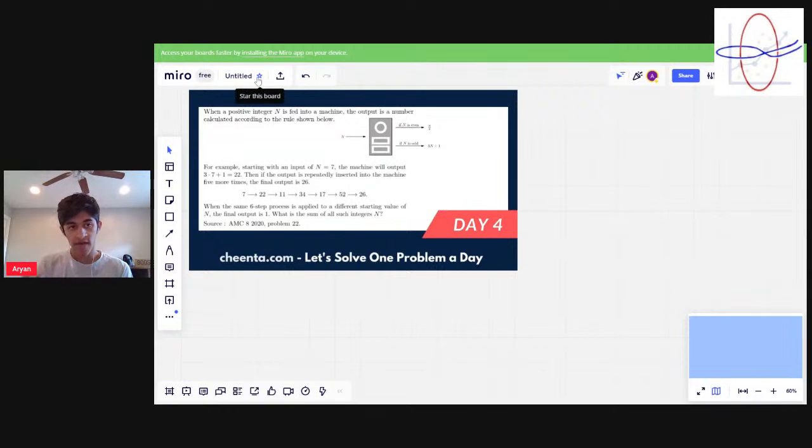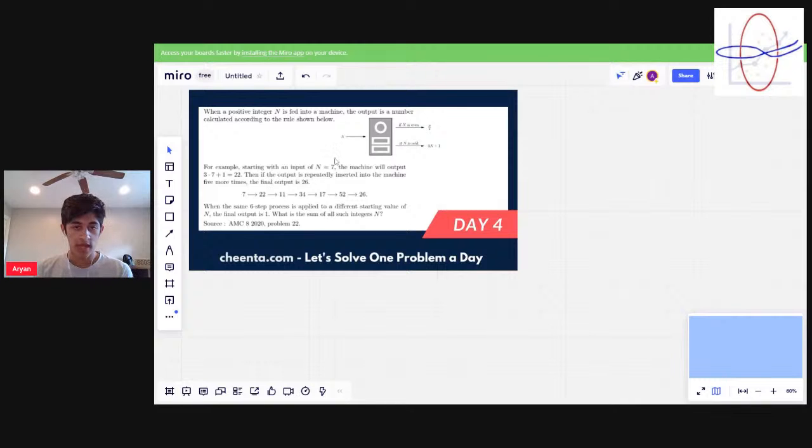Okay, so we have a little function problem where it says that any positive integer n is fed into a machine and the output is a number calculated according to the rule shown below. The rule is basically if n is an even number, then you output n divided by 2. And if n is odd, then your output is 3 times n plus 1. So just to make sure we understand this, they give us an example.